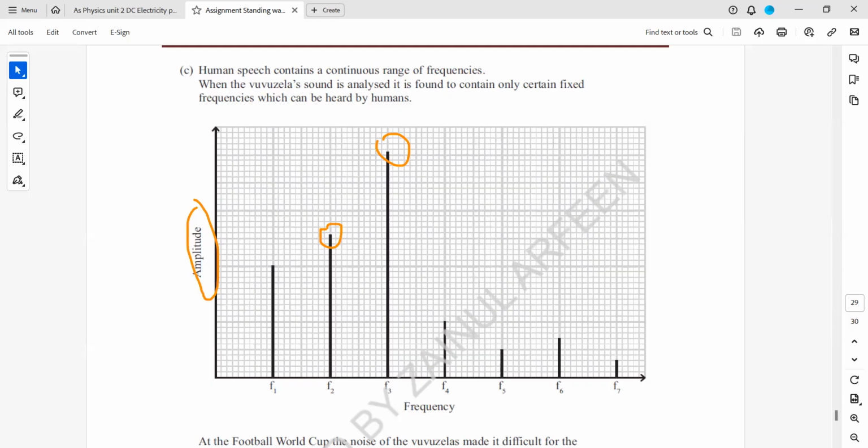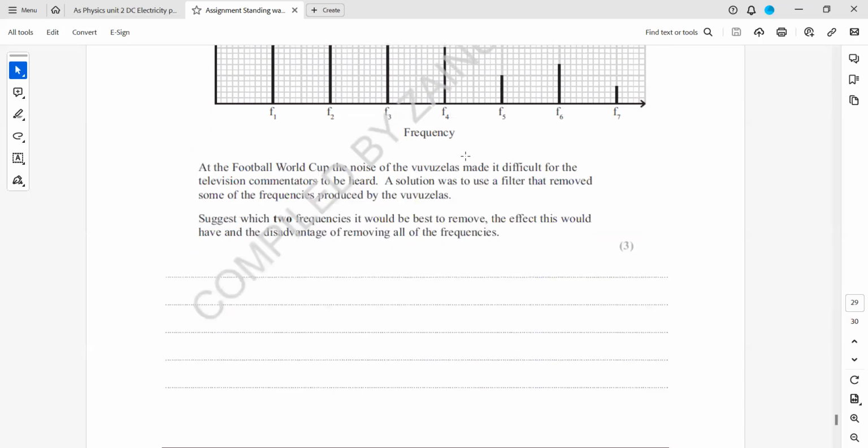And what will be the disadvantage of removing all the frequencies? If we filter all the frequencies, then what might happen? Maybe some of the frequencies are for commentators as well, so those frequencies will also be removed. The question is which frequencies we should remove: state two frequencies that would be best to remove, and what effect it will have.